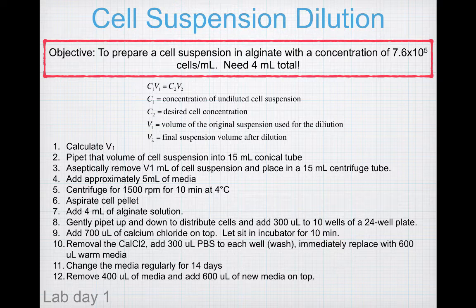Now here's where the procedure is a little different than what you did last time. You need to isolate the cell pellet here. So you'll do so by adding a little bit more media, about 5 milliliters, over top of V1 in the 15 milliliter conical tube, and you'll centrifuge at 1500 RPM for 10 minutes at 4 degrees Celsius. This will produce a cell pellet at the bottom of the tube, like the one you saw in Lab 1, and you'll have to do your best to aspirate the media away from the cells without actually disturbing the cell pellet.